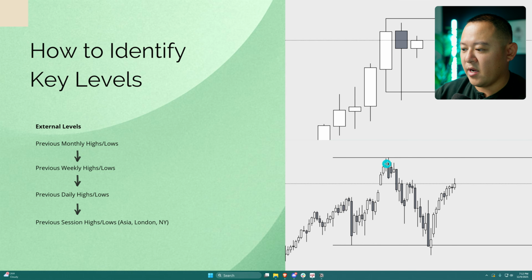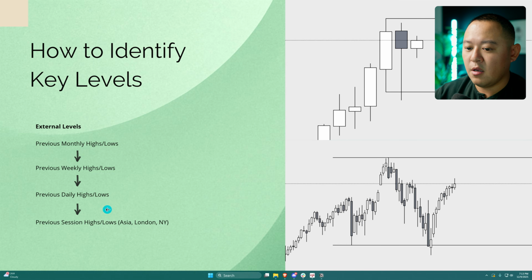So inside of this monthly range, we're going to have swing lows, swing highs, right? Another swing high in here, another swing high in here, a swing low in here. So when I sit down in front of my charts, I make sure I plot out my previous monthly highs and lows, previous weekly highs and lows, my previous daily highs and lows.